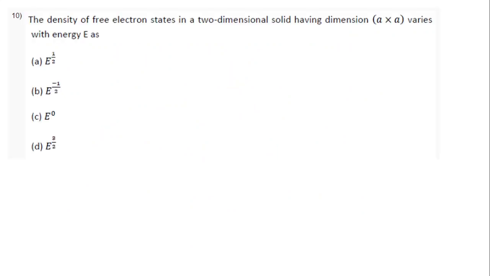And one more question. Density of free electron states in a 2D solid with dimension A by A, how will it vary? Oh, this is a density of states question. We already discussed this several times. We don't need to derive it now. For 2D, we had seen that density of states is irrespective of the energy. So it's a constant for 2D. This is the correct answer. We don't need to derive here again.